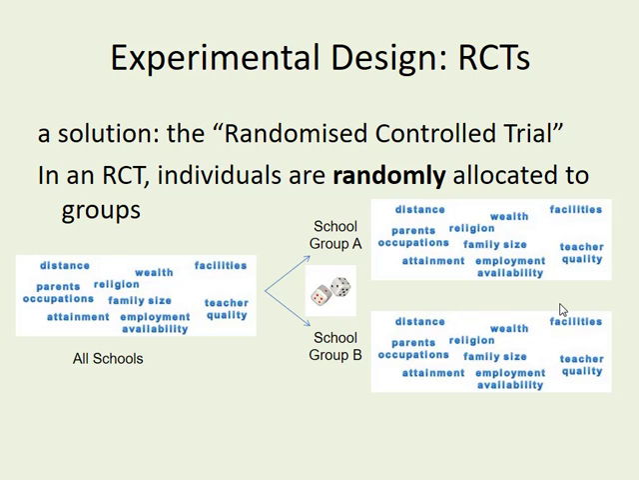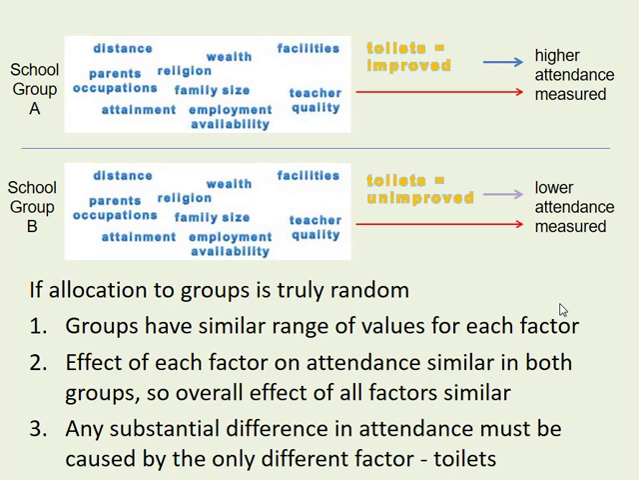Now, the idea is that once you've done that, you've got groups in school A and school B, then if the allocation to groups is truly random, then each of these groups should have a similar range of values for each factor because they've been randomly chosen. So the range of wealth should be similar, range of occupations should be similar, and so on. So if they're similar, then the effects of each factor should be broadly similar, which means that if you find a substantial difference here, it must be due to the effects of the toilets alone.